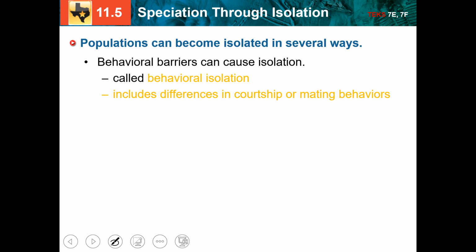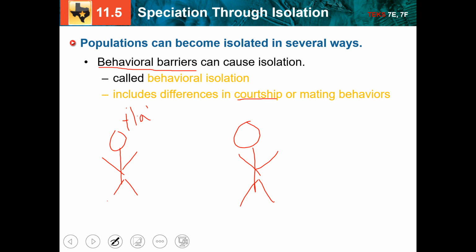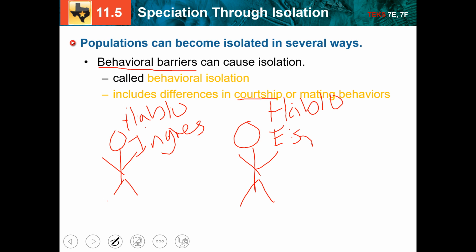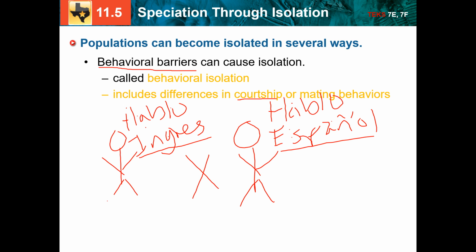Okay, so the first one, well, I called it number two, but one of the three is behavioral barriers. It's called behavioral isolation. And that's going to be differences in courtship. Courtship is like the wooing of someone. It's attracting your mate. This could be like, say you got a person here, and they're like, hablo inglés, and they're like, hablo español. And so, you know, no dating happens because their languages don't match up. In other words, they have different behaviors that affect their ability to have a relationship and to end up mating to have children. That's just one example.